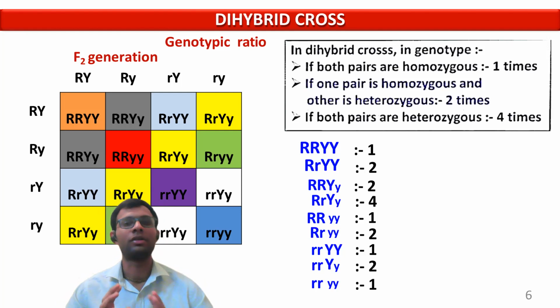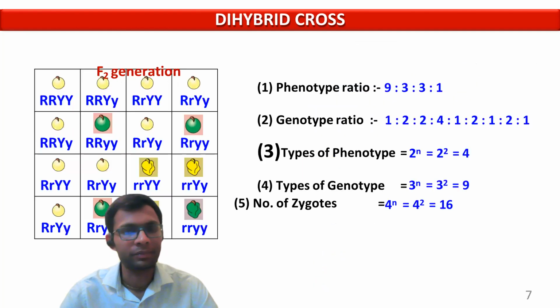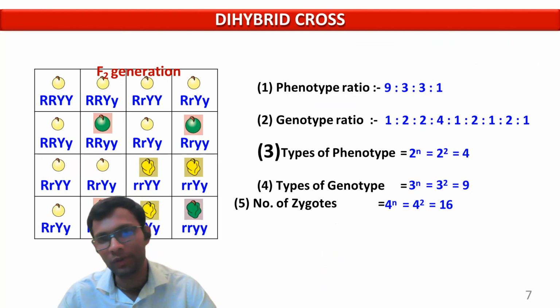And then this is also very important to note down: if both pairs are homozygous, in the 16 combinations of the checkerboard, it will only repeat one time. If one pair is homozygous and the other is heterozygous, it will repeat two times. If both pairs are heterozygous, it repeats four times, right? So we have come to the conclusion of phenotypic ratio 9:3:3:1, genotypic 1:2:1:2:4:2:1:2:1.